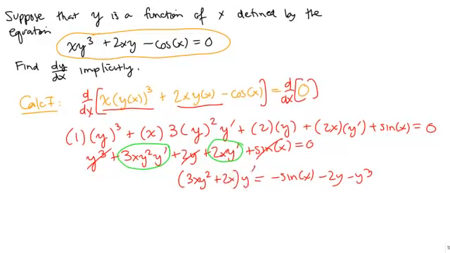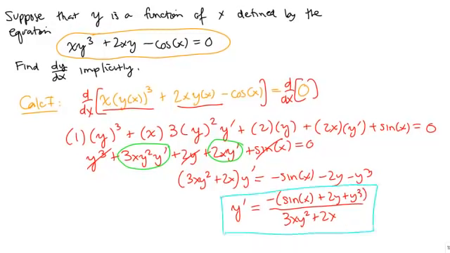So now I could simply solve for y prime by dividing both sides by the expression 3xy squared plus 2x. And on the top, I'll just pull that minus out, and we'll have negative sine of x plus 2y plus y cubed. And so we call this expression the implicit derivative.